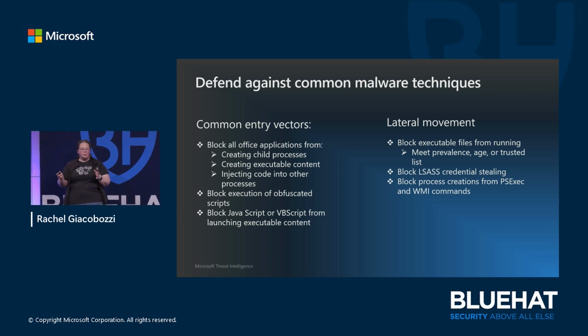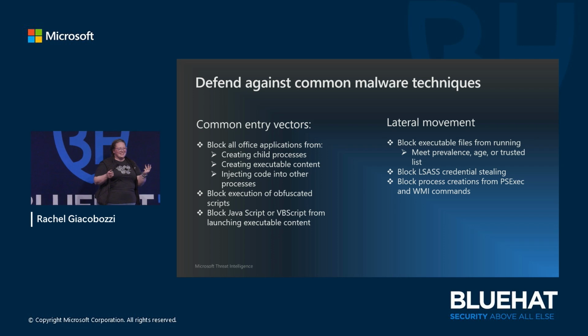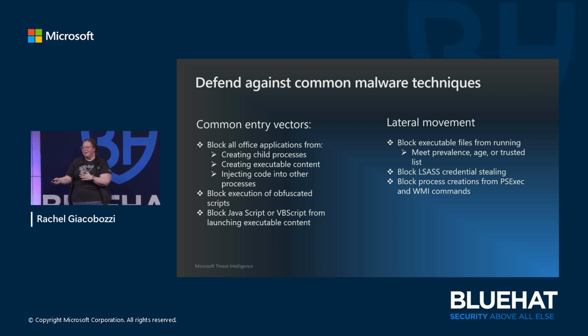We can defend against a lot of common malware techniques. First, by protecting the entry vectors, right? You should block Office applications from doing things like creating child processes and executing content and injecting code, and maybe you shouldn't have macros enabled, and you should block execution of obfuscated script and JavaScript that wants to execute additional content. And there's a lot here, but a lot of these are things that a lot of the security products already do. You just have to turn it on. And then for lateral movement, you should not allow any executable files running in your environment unless you trust them. There should be some form of prevalence, age, or trust list involved for those files to run in your environment.